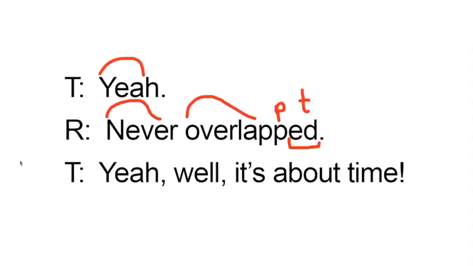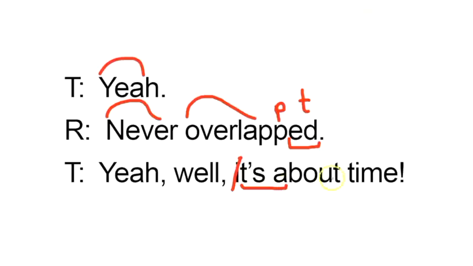Never overlapped. Yeah, well, it's about time. Did you notice that Tom didn't really make a vowel here? T'about. He connected the T's sound into the next sound. Well, it's about time. How is this T pronounced? A stop T, because the next sound is a consonant.